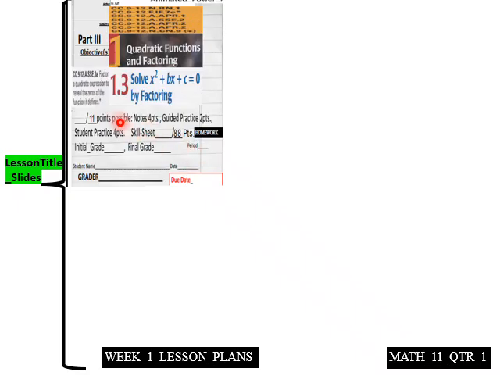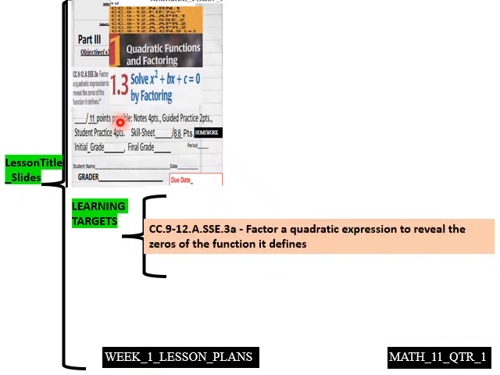points of note-taking. And so our learning targets, let's not forget those, would be a lot of this part of the Week 1 would be A.SSE.3a, factor a quadratic expression to reveal the zeros of the function it defines. So that's really the latter part of Week 1.